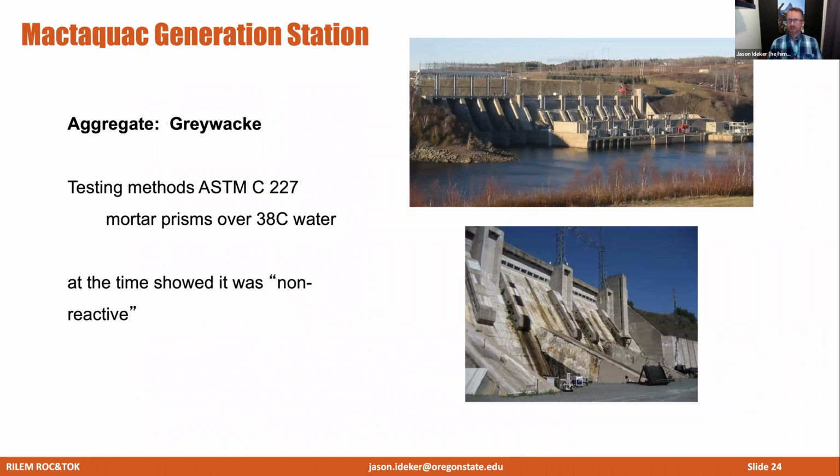And when this dam was constructed in the 1960s, they knew of ASR. It was just really beginning to be a concrete durability problem that was gaining attention. The test method at the time was called ASTM C227. These were mortar prisms that were stored over water at 38 degrees Celsius. And the test method at the time showed that the greywacke aggregate was non-reactive. But this test method had some flaws with it, especially related to excessive leaching in the test.